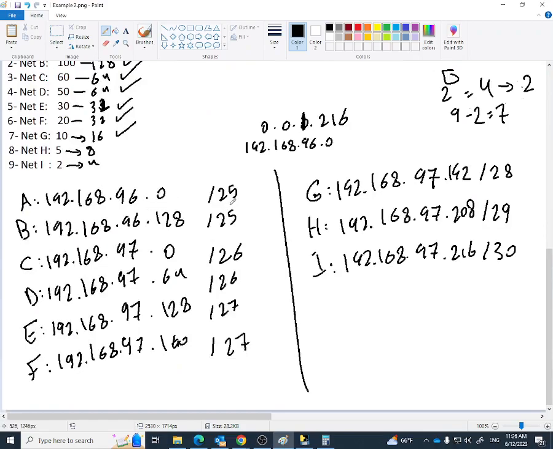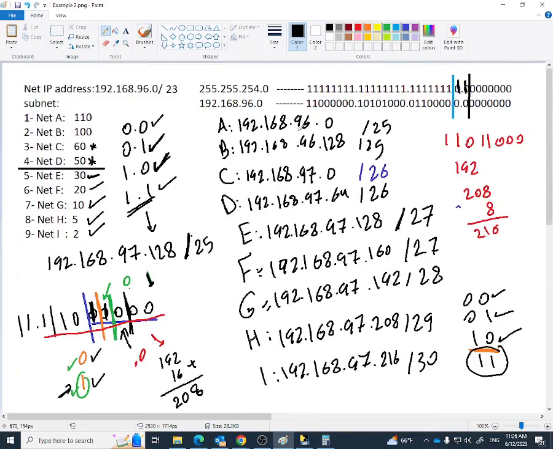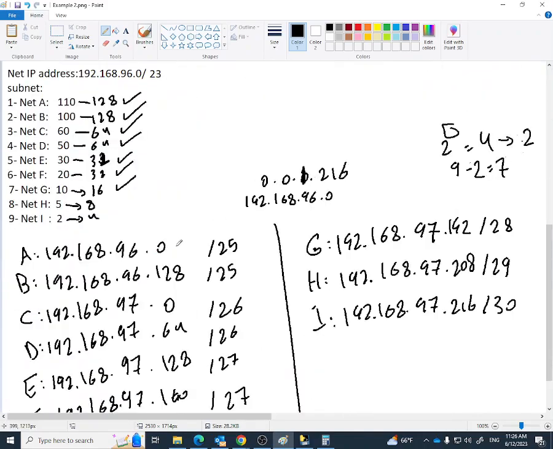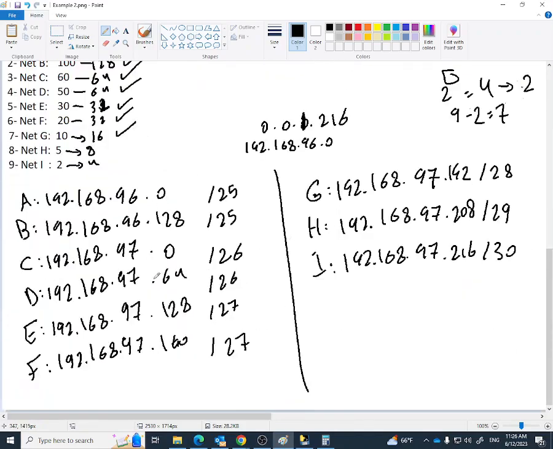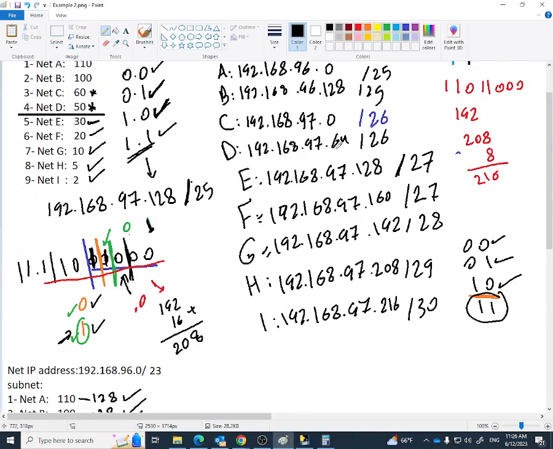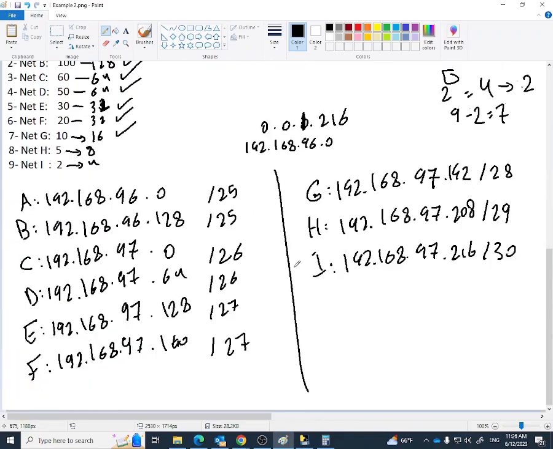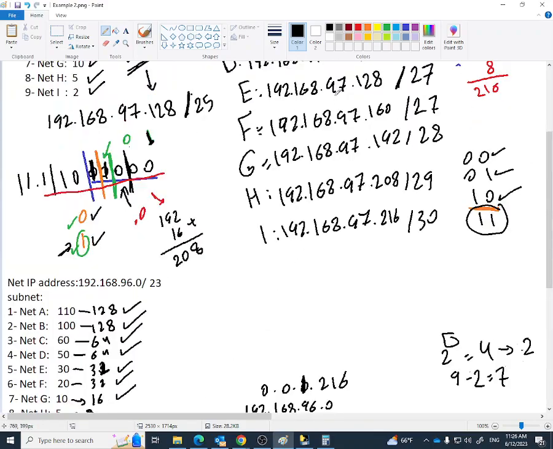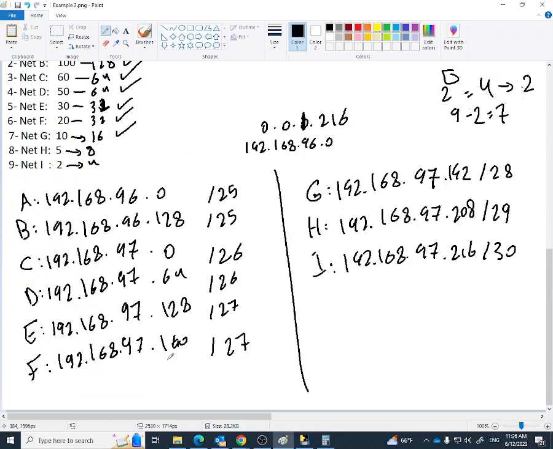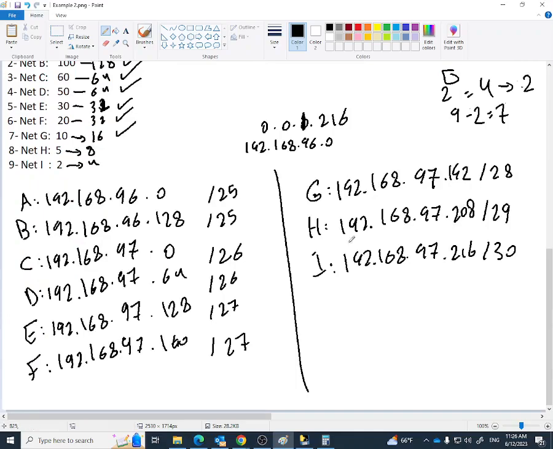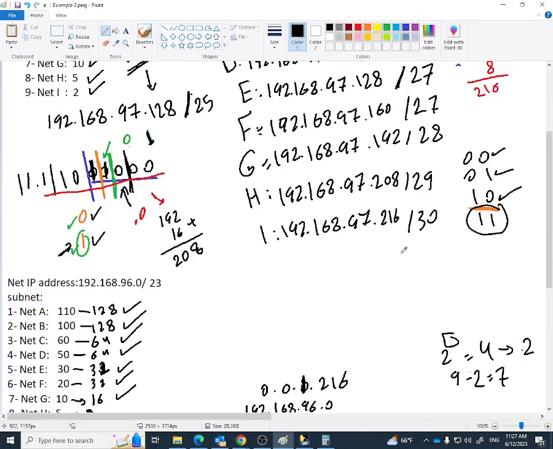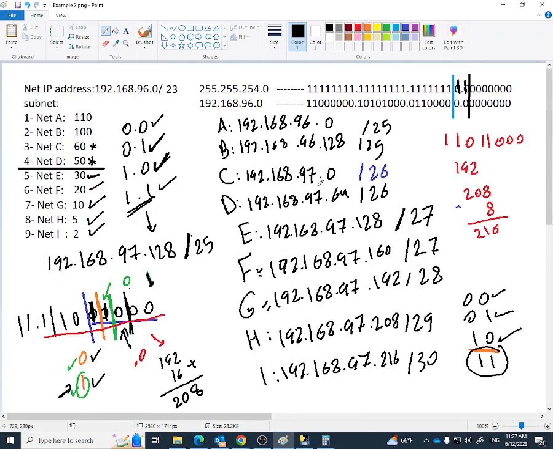Let's just say 97.0, prefix 25; 97.0, prefix 25; 97.64, prefix 26; 97.128, prefix 27; 97.160, prefix 27; and for G, 97.192, prefix 28; H, 97.208, prefix 29; then 97.216, prefix 30, and everything is matching.